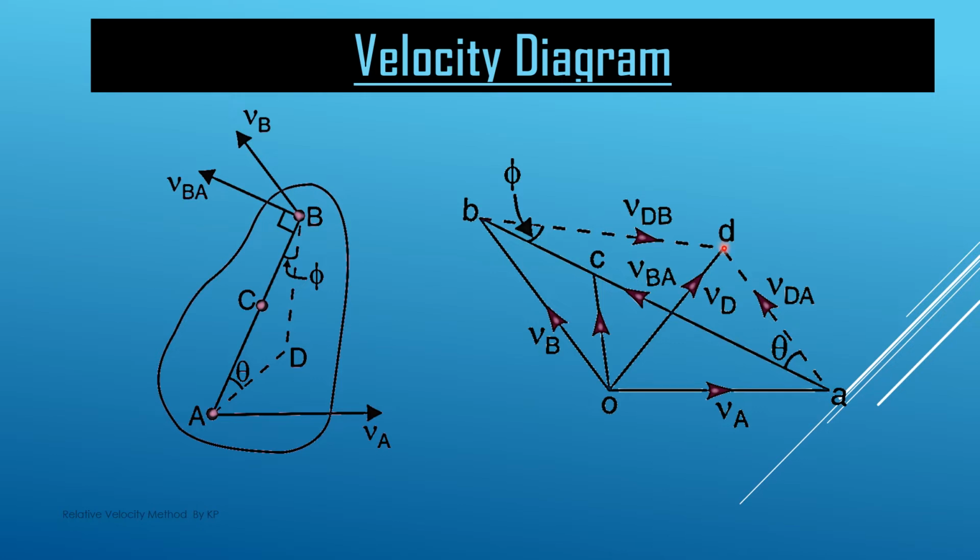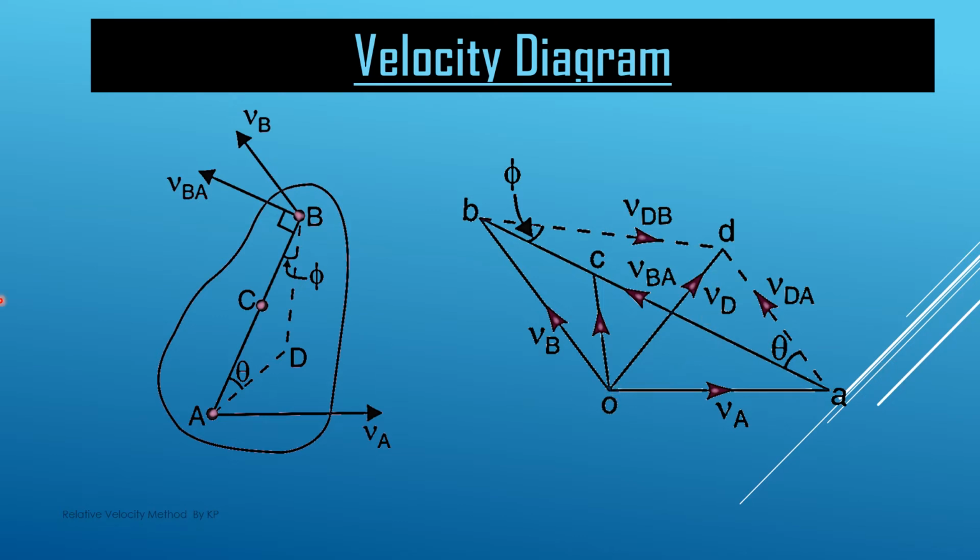If we join this D with A, we have the velocity of D point with respect to point A. If we join this B to D, direction is from B to D, so we have the velocity of D point with respect to point B. If we join this D point with pole point O, we get the absolute velocity. So this gives the value of VD. VDO or VD is the same, because this is the pole point in this situation.